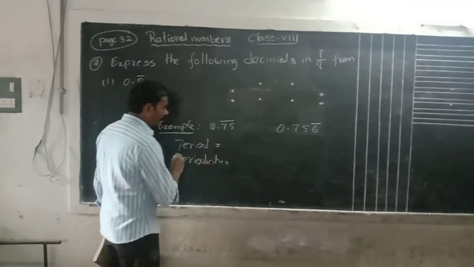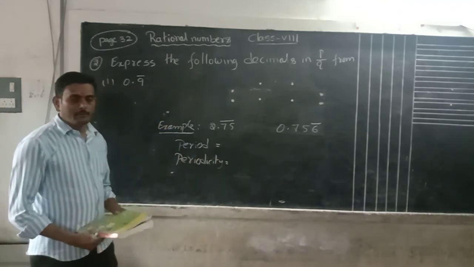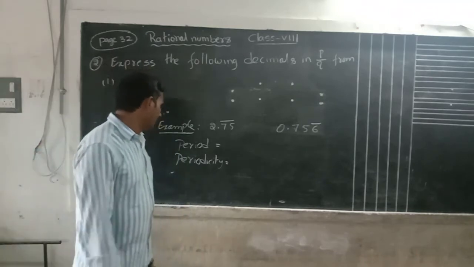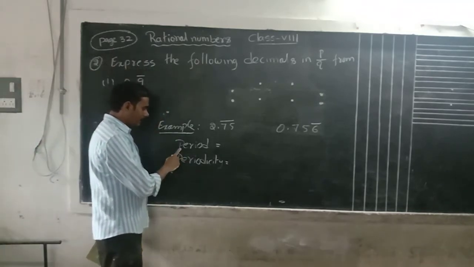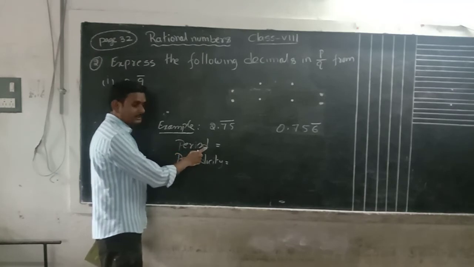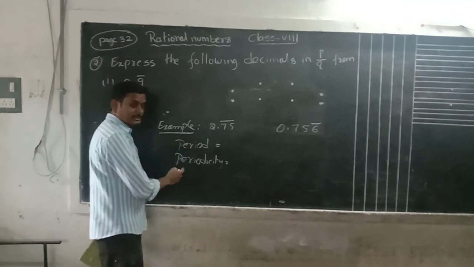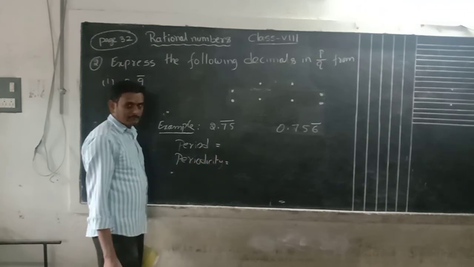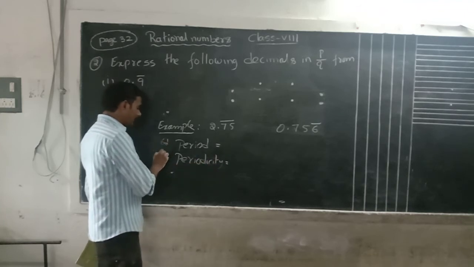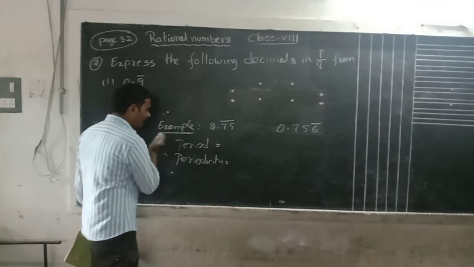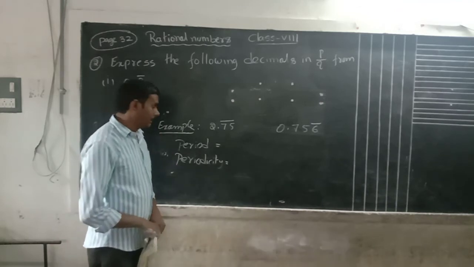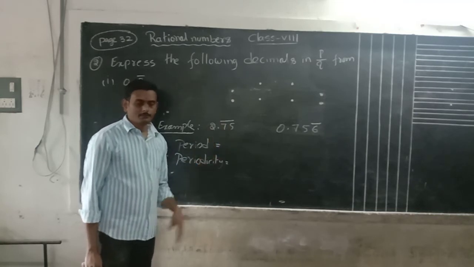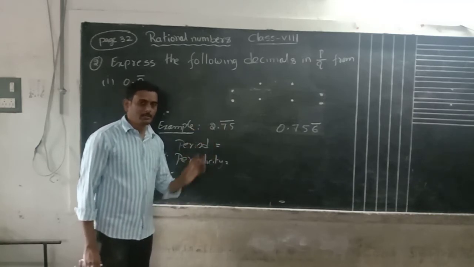Periodicity. Period means which digits are available under the bar; that is the period. Here one thing to remember: this has 1, 2, 3, 4, 5, 6 digits, this has more than 6 digits, and this has 11 digits. What is the relation between these? We have to remember the period: whichever number is available under the bar, that is only the period.